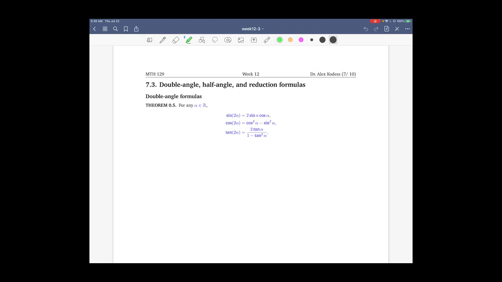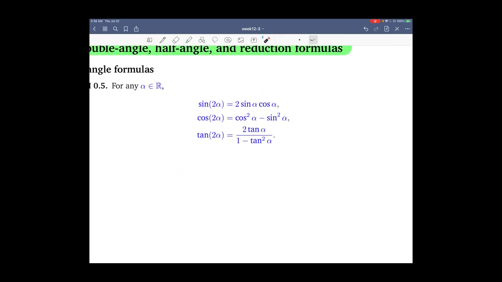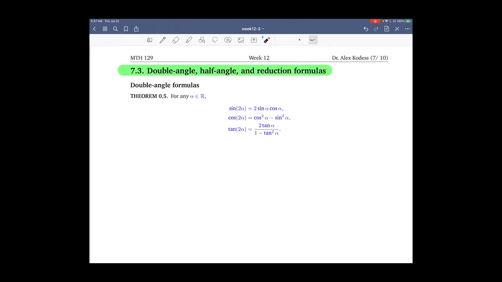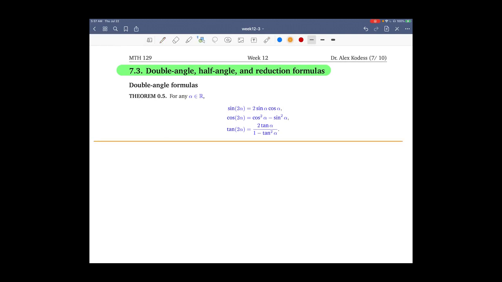The next 3 sets of trigonometric identities are double angle, half angle, and reduction formulas. Let's first talk about double angle formulas. These allow us to express trigonometric functions of the double angle 2 alpha through trigonometric functions of the single angle alpha. They are easily provable using the summation formulas we know from before.